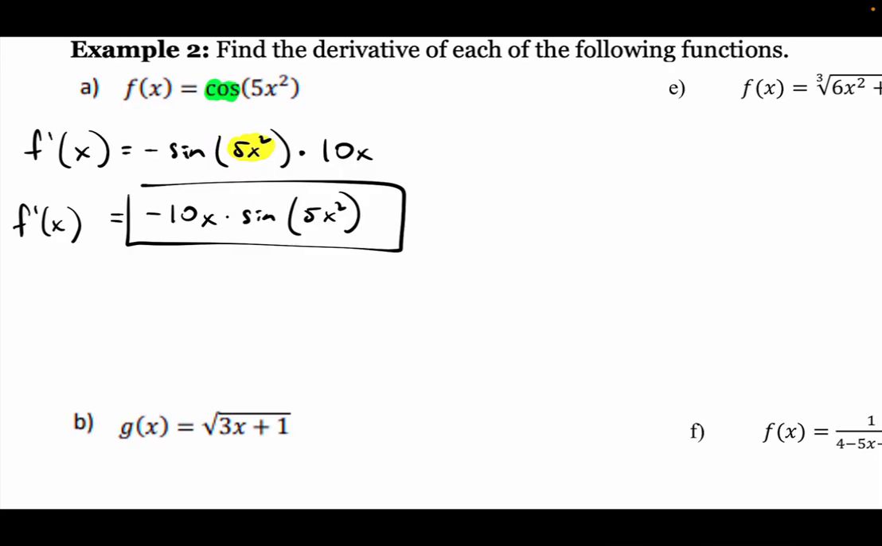So the hardest part about this is the order in which I find the derivatives, not actually finding the derivatives. That was the easy part. It's the order. Which do I do first? Which do I do second? Okay?